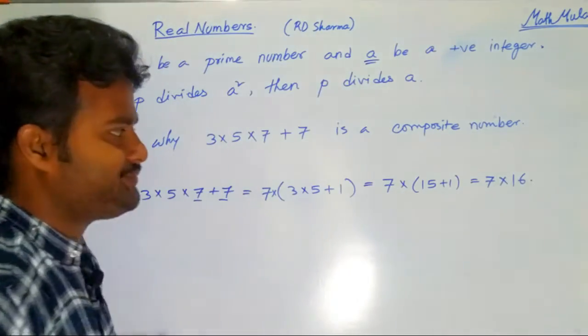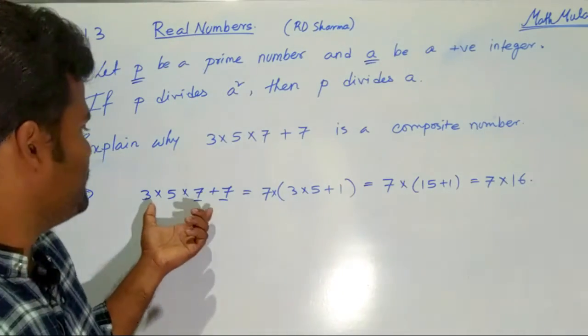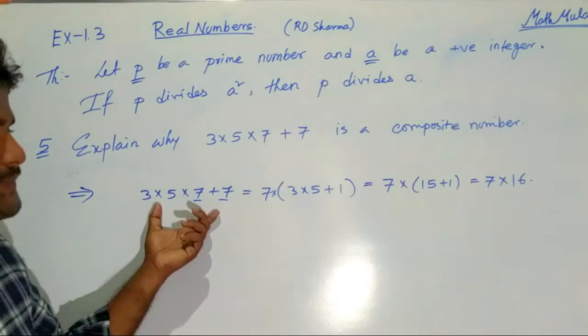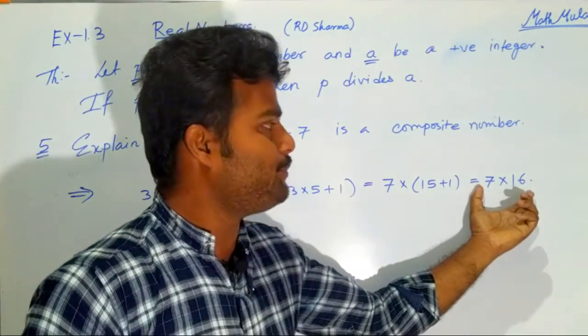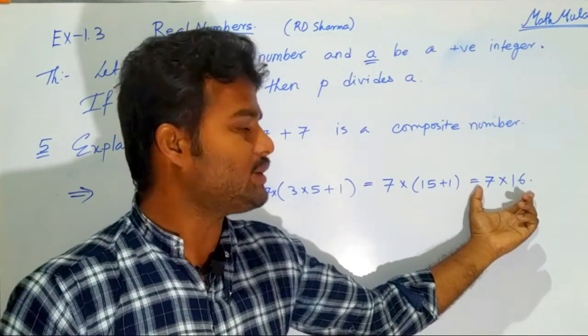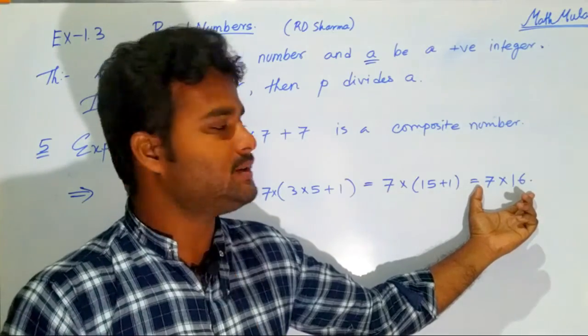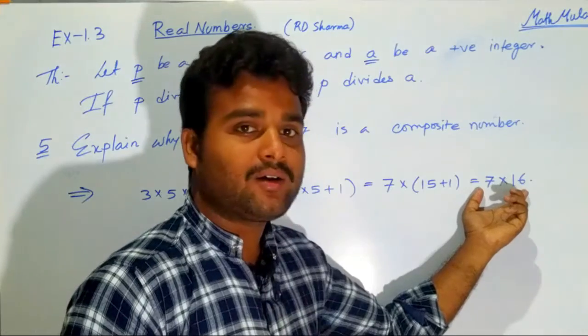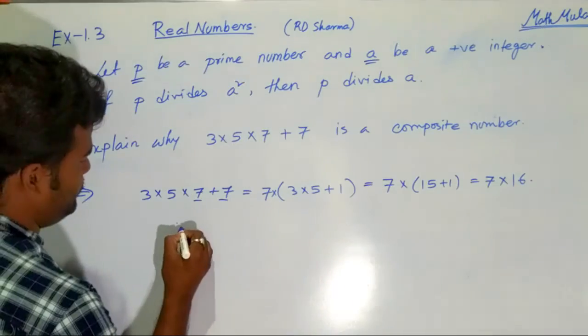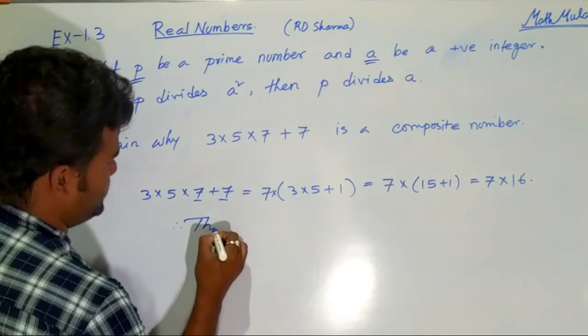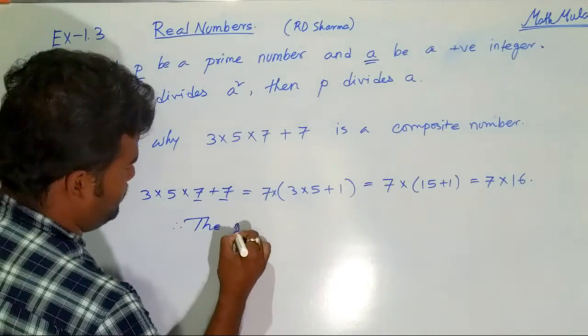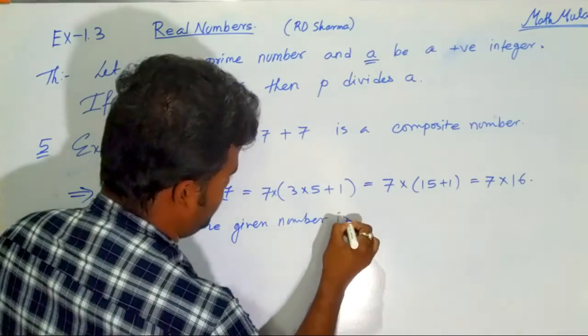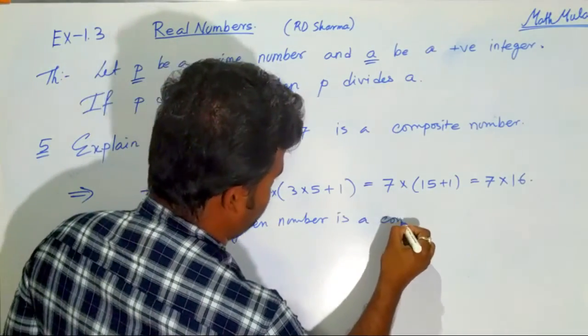Now look, this number can be expressed as the product of 2 factors, neither of which is 1 or the number itself. That means this is a composite number. Therefore, the given number is a composite number.